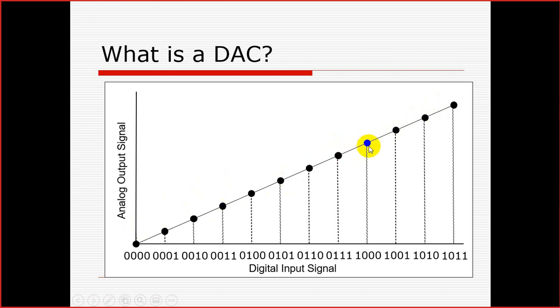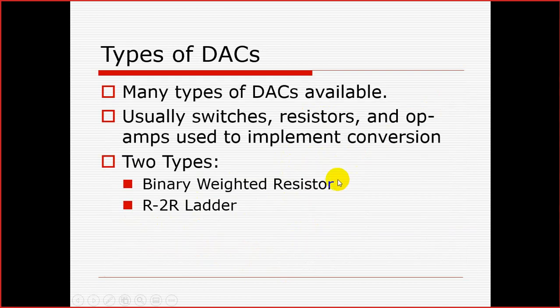Analog is continuous, digital is discrete. So this is the way we can do it. We give the digital signal, finally we take the analog output. How we take the analog output, there are different algorithms. So many types of DACs are available, usually switches, resistors, and op-amps are used to implement conversion. There are two main types of DAC. One is called binary weighted resistor, the other is called R2R ladder.